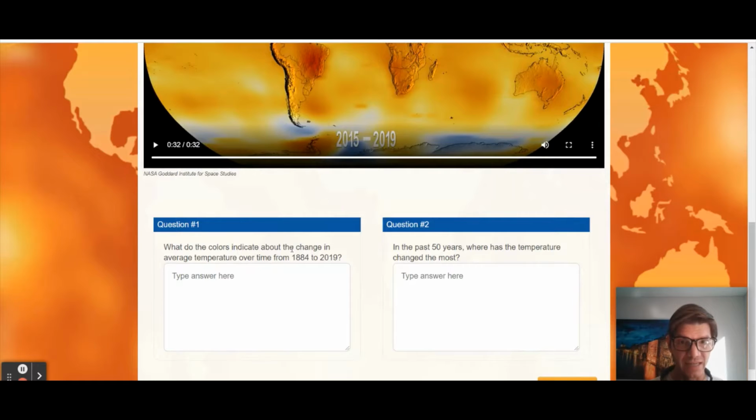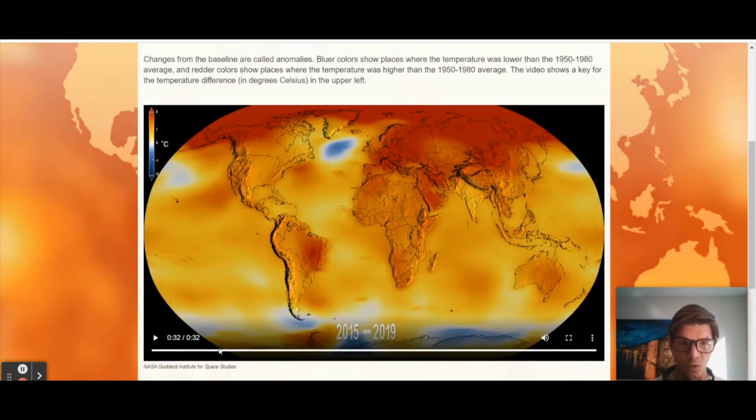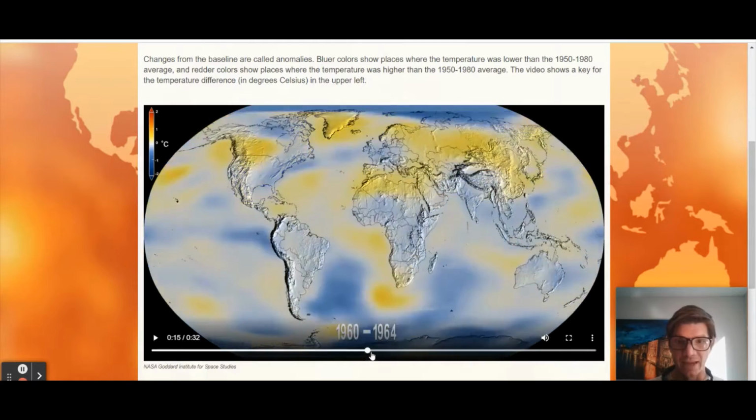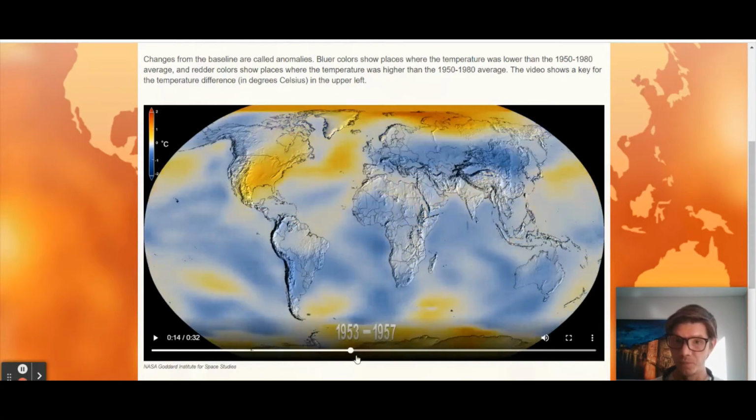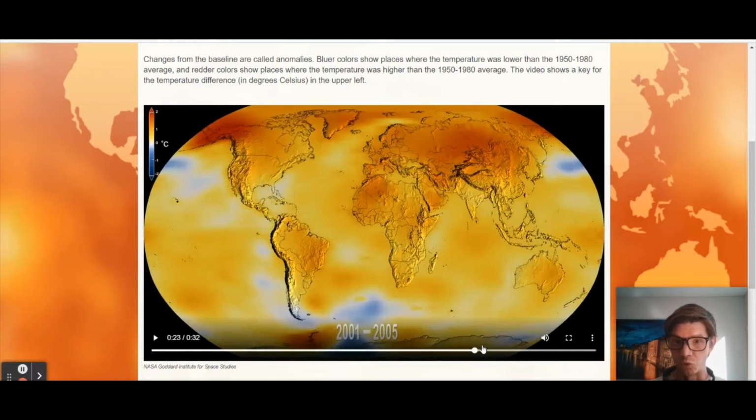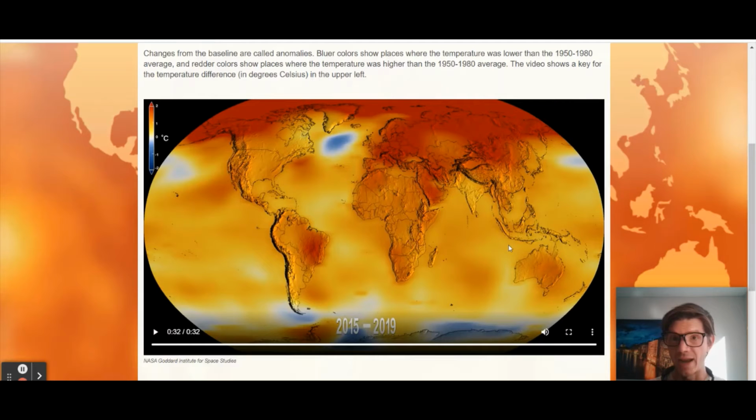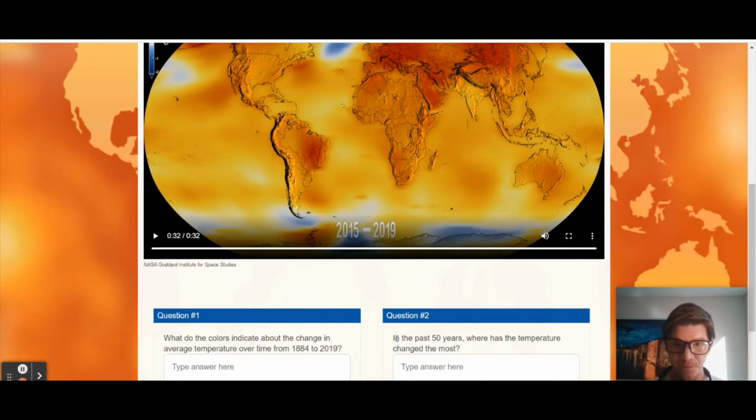What do the colors indicate about the change in temperature over time between 1884 and 2019? Well, it looks like on average between 1884 and 1950, much earlier in that time span, the temperatures were cooler. But as we look at the more recent history, it seems like the temperatures were on average higher than the average temperature.